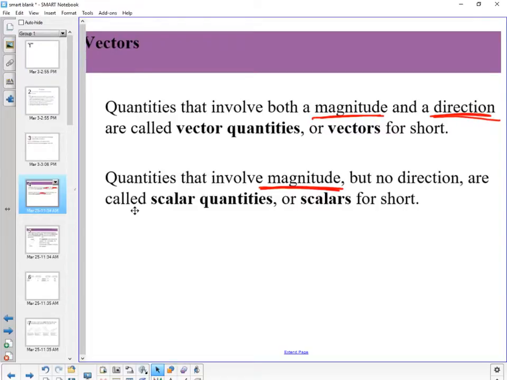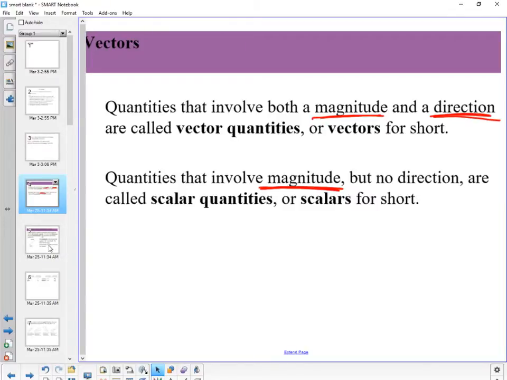Vocab, vocab, vocab. You sound so good. We're good? Ray, you good? Okay.